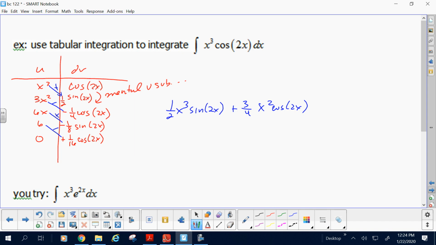Yes. Okay. The next one is positive times a negative, so it's negative 3/4 x sine of 2x, yay? And then the last is negative 6/16 or 3/8 cosine of 2x plus c. And we're done. Are you with me?